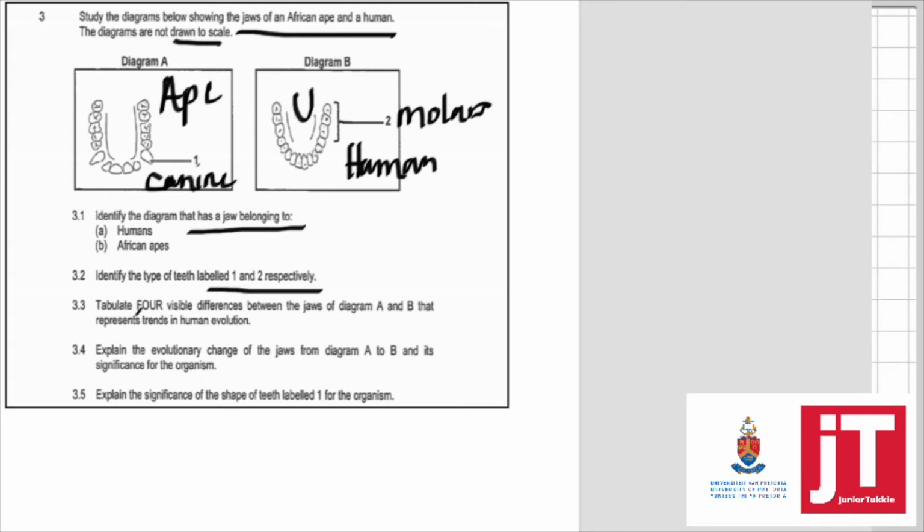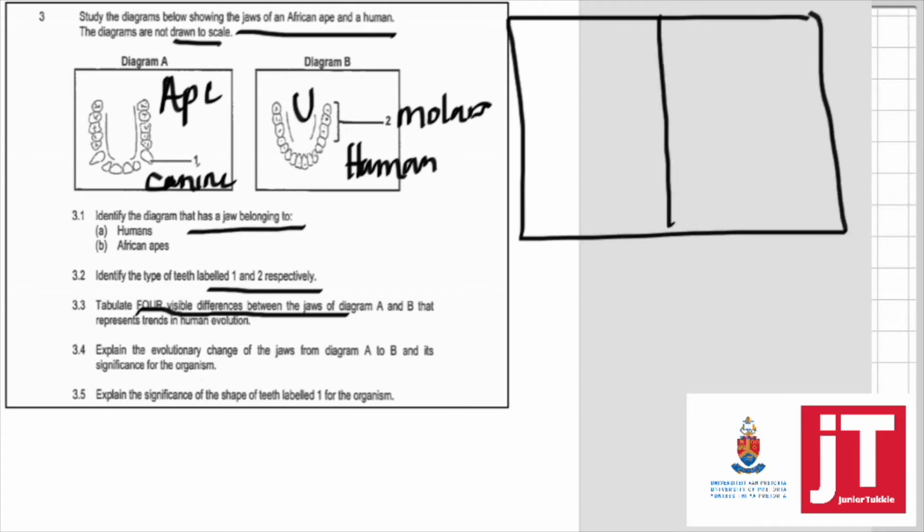Question 3.3. Tabulate 4 differences between the jaws of a human and that of an African ape. We must tabulate 4 differences between the jaws for diagram A and B. And we know that A is an ape and B is a human, and that represents trends in human evolution. Tabulate means to draw a table. We must have columns, we must have rows, and 4 visible differences.